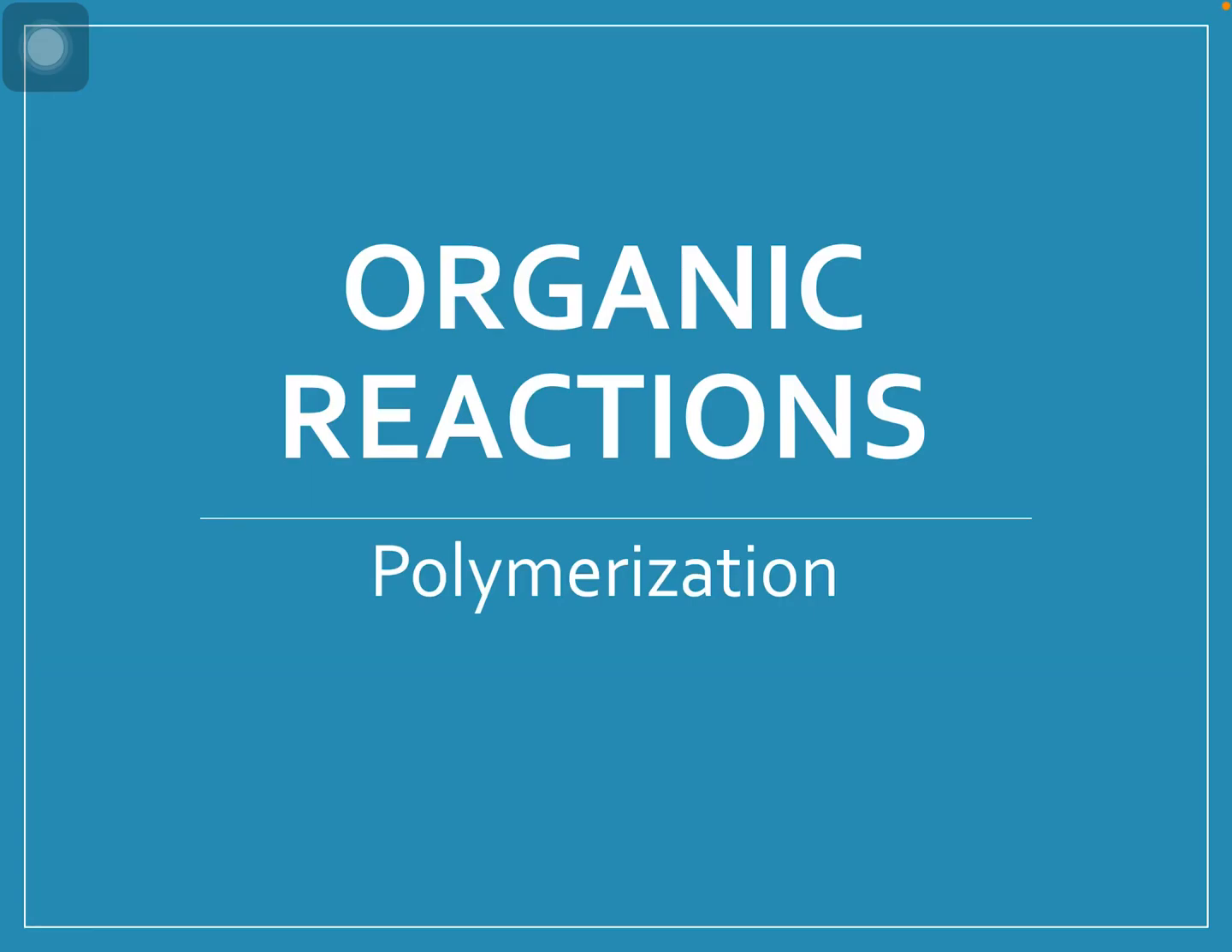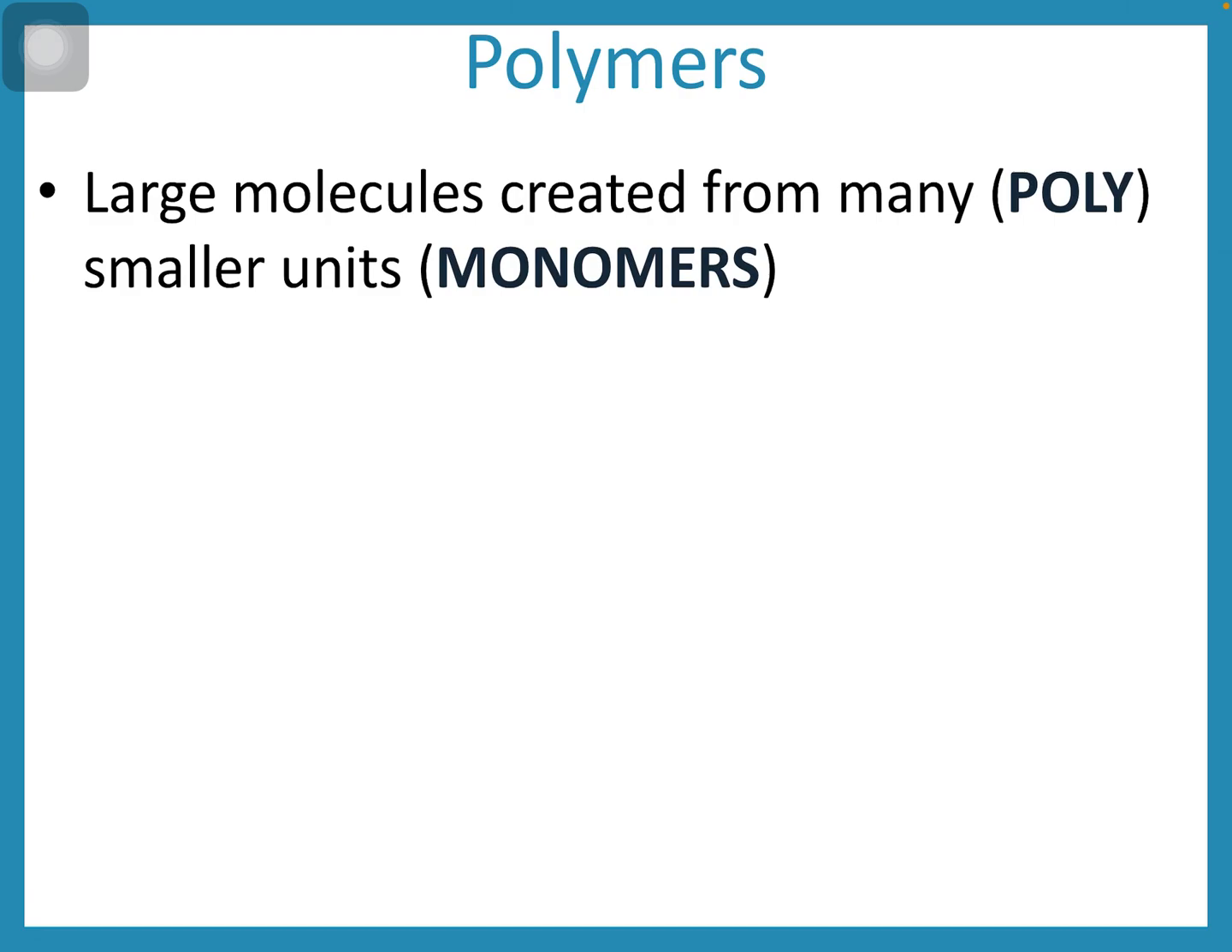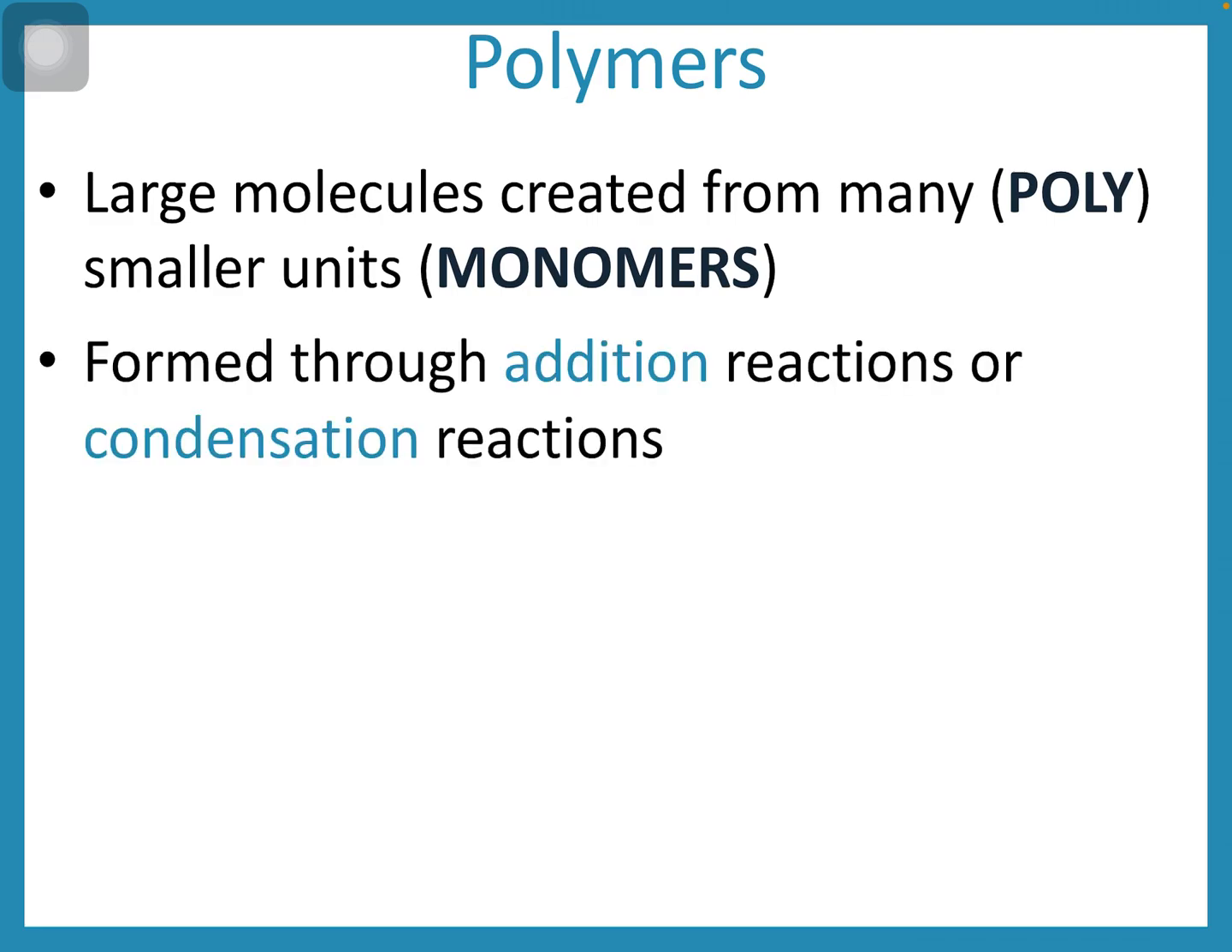In this lesson, we're going to learn about polymerization reactions. So first we need to talk about polymers, which are large molecules that are created from many smaller units. The small units are called monomers, and the word poly just means many. So when many monomers are put together, we end up with a polymer.